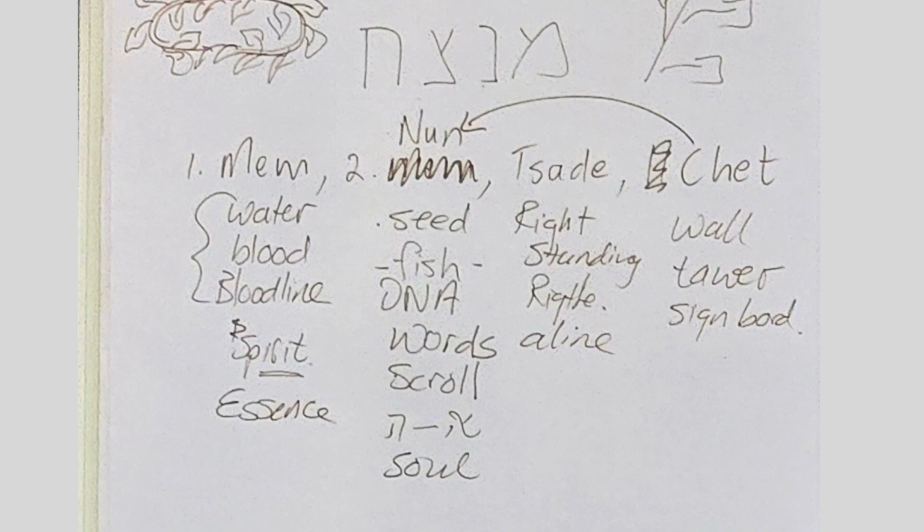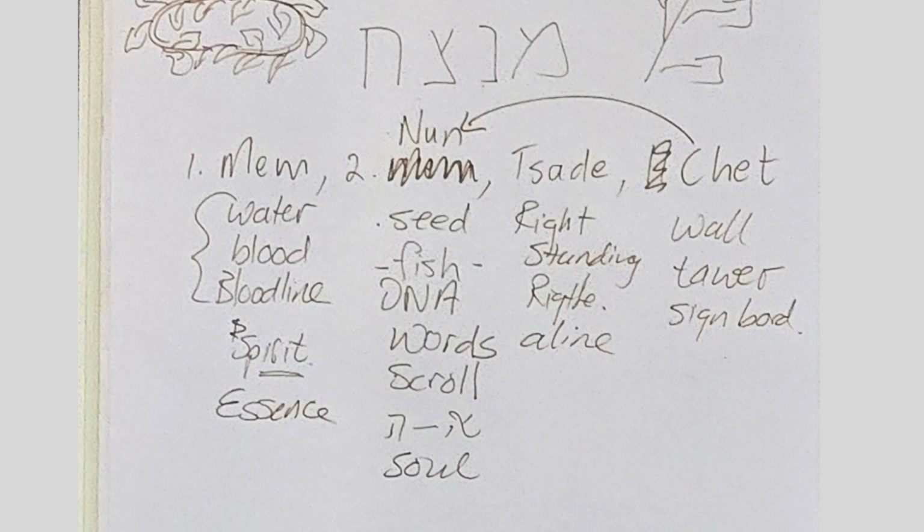Words, a scroll. That's Nun. Actually, Nun is also referring to the Aleph, Tav. It just depends on where it is in the word. Nun can also talk about a person's soul, which is part of his spirit, because your scroll describes who you are.